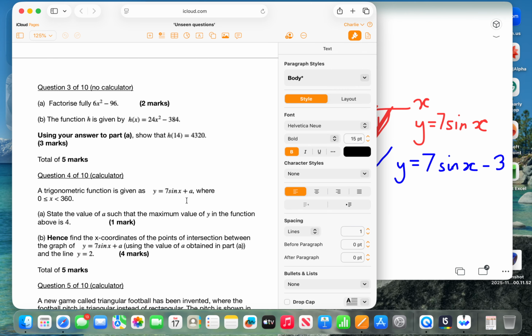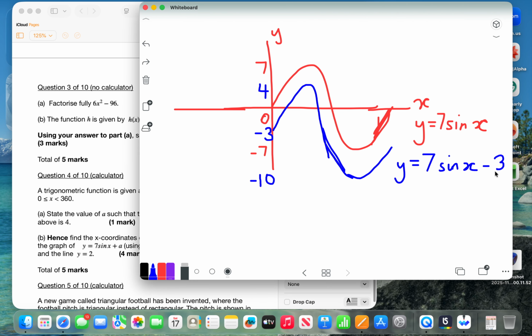And we have a look, 7 sine x plus a. So a must be -3 because it's being shifted 3 down. Put this in red pen, in fact. Being shifted down 3.